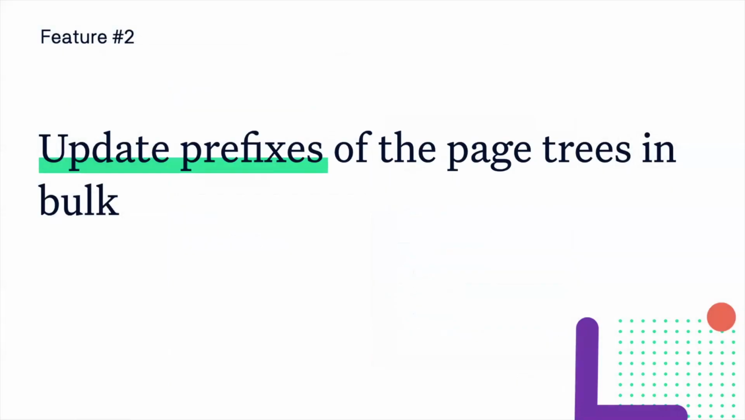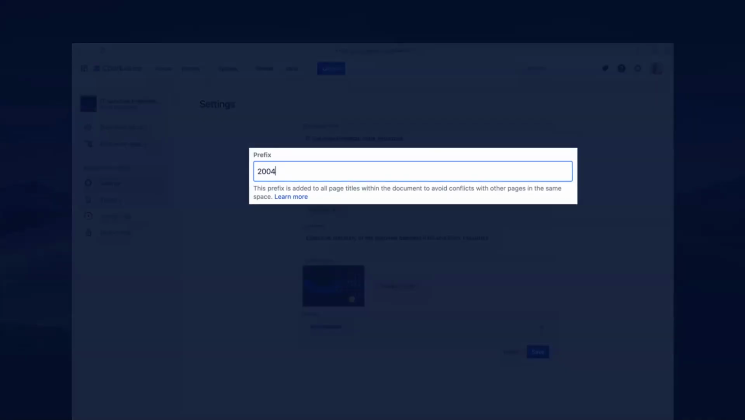We already talked about the benefits of page prefixes. With Scroll Documents, you can add and update prefixes to your page tree in one go. In addition to the usual document metadata, you can add a prefix that will be applied to all the pages in your document page tree. You can update this prefix anytime you like, and once added, the prefix will be automatically added to all the pages that are added to the document using the composer, helping you standardize your document creation process.